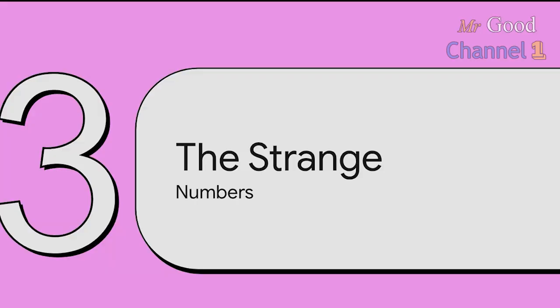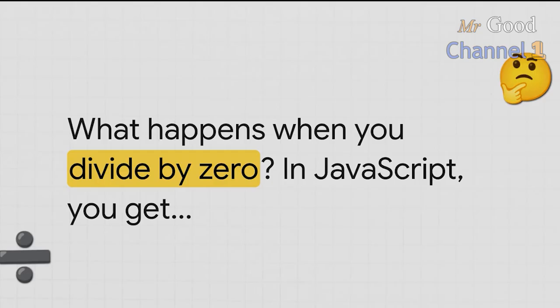All right, so we talked about normal numbers, but JavaScript has a couple of, well, let's call them strange numbers. You can think of them as special signals that pop up when your math has gone a little sideways. So let's ask a classic question. What happens when you try to do something that's mathematically impossible? Like what happens when you try to divide by 0?